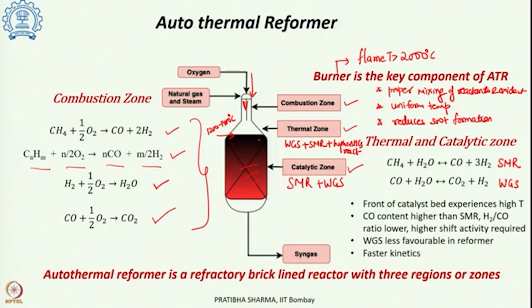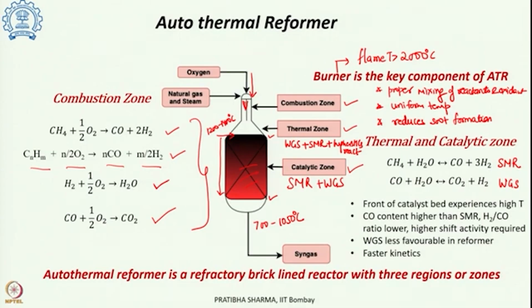However, as we go down across the bed, the temperature decreases, because in the catalytic bed the steam methane reforming reaction occurs, which is an endothermic reaction. Towards the end the temperature of the syngas will be lower, somewhere between 700 to 1050 degrees centigrade. So, in the catalyst bed the top temperature is higher and towards the end the temperature is lower. A high temperature gradient is therefore experienced by the catalyst bed.